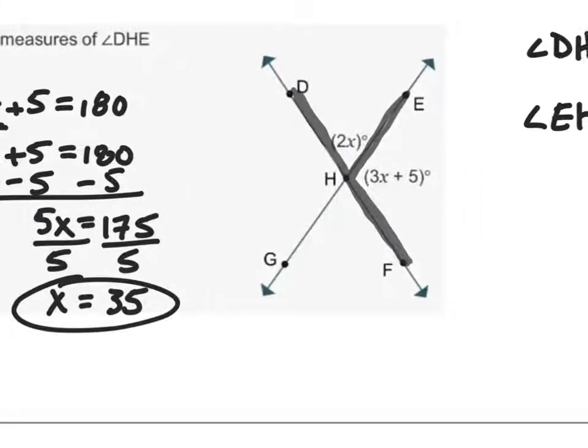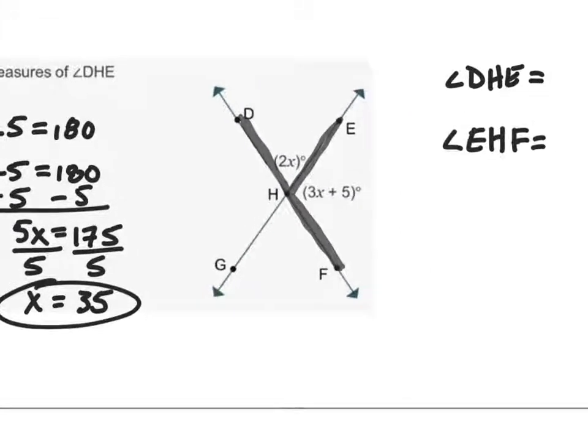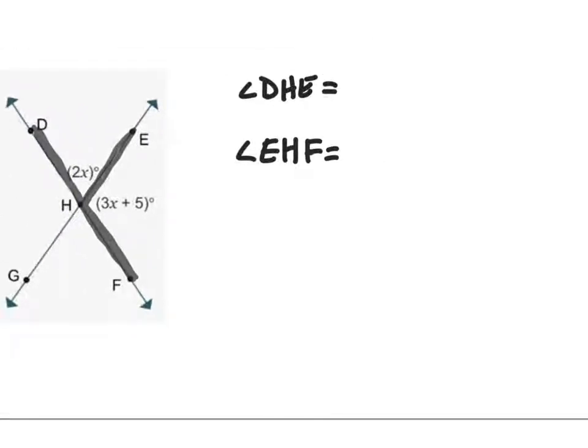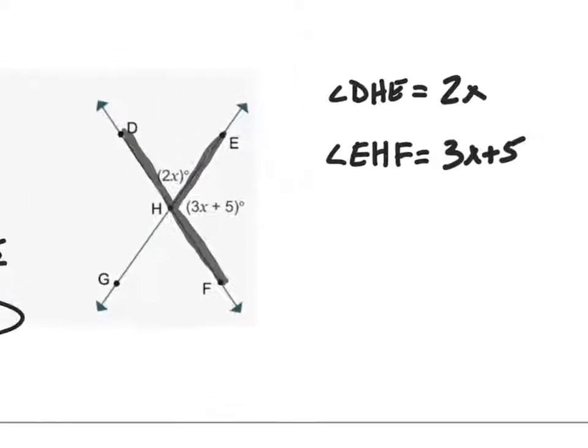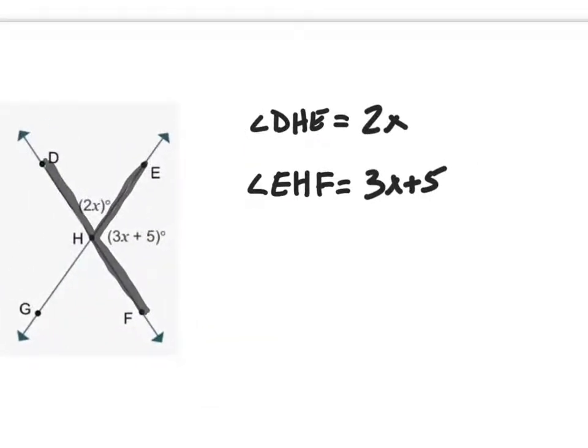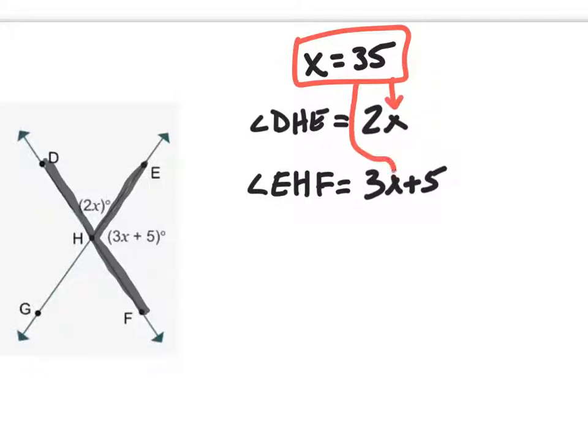Now if I wanted to figure out what DHE is, I know that DHE has the expression 2x, and I know that EHF has the expression 3x plus 5. So what I want to do here is plug in x equals 35 into both of the x's to figure out what those values are. So I get that this is 2 times 35, which is equal to 70.